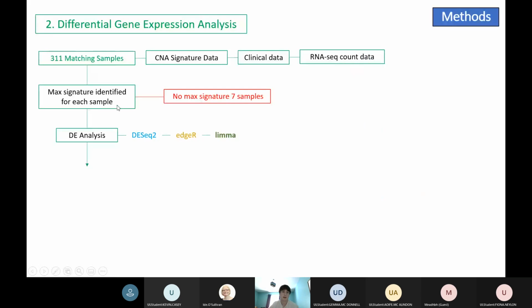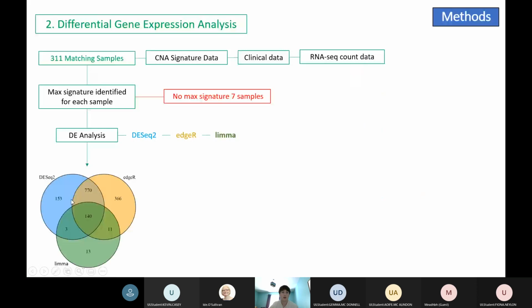First off, I had to identify the maximum signature for each sample. However, there was no maximum signature for 7 samples, so I was left with 6 signatures in total. Differential expression analysis was then carried out with the R programming language using 3 packages known as DESeq2, EdgeR, and Limma, of which I found the overlap to get the most conservative result.